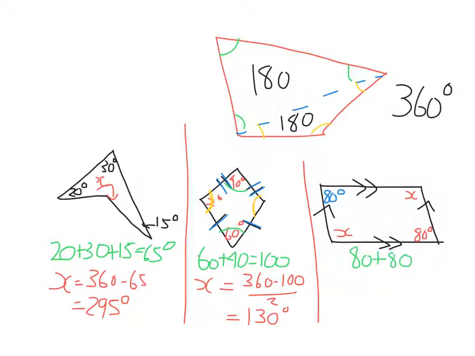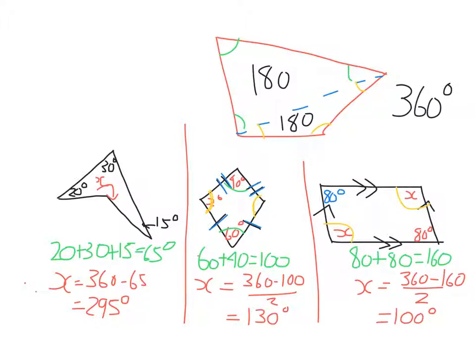So that means that this angle here, x, and this angle here add to 360 minus 160, because 80 plus 80 is 160. Each of them will be 360 minus 160, divided by 2. Each of them will be 100 degrees. Okay, how easy is that?